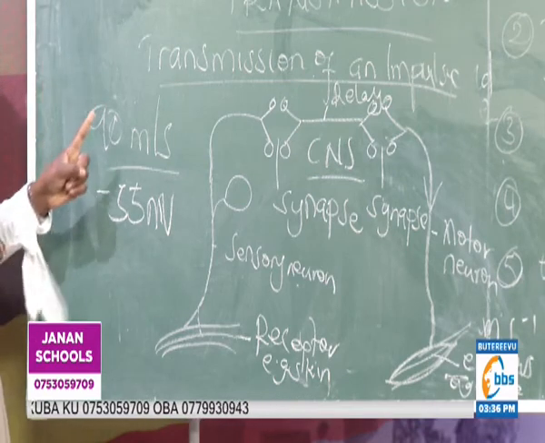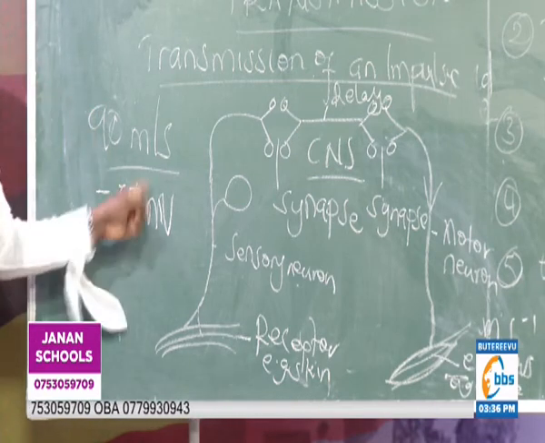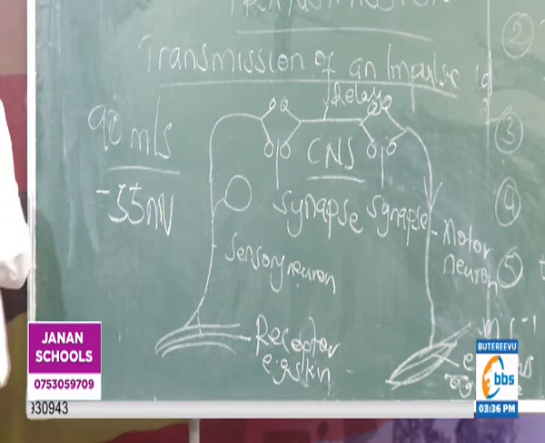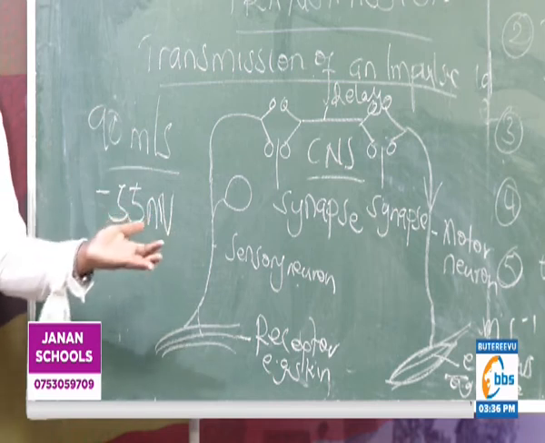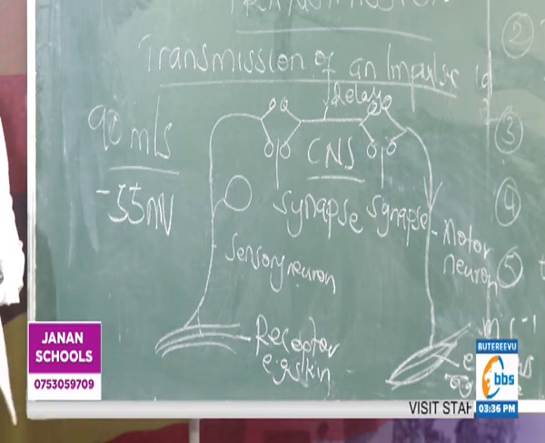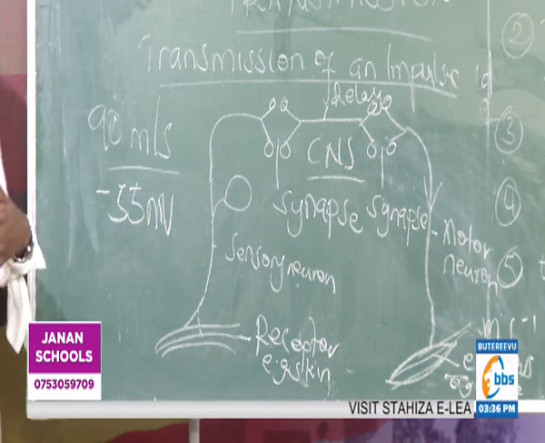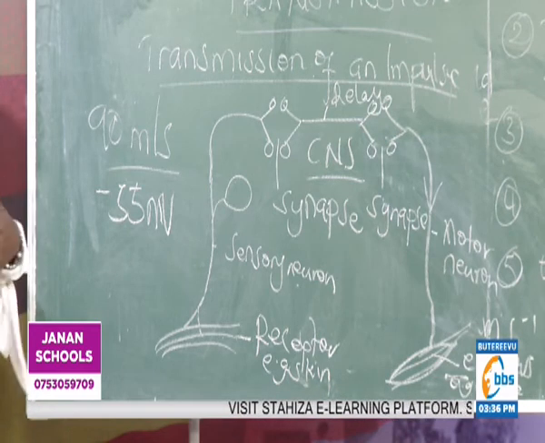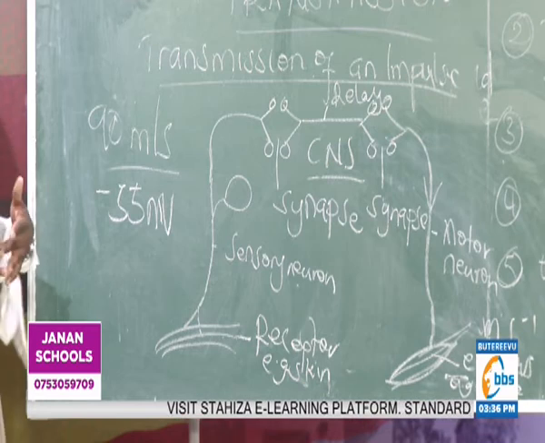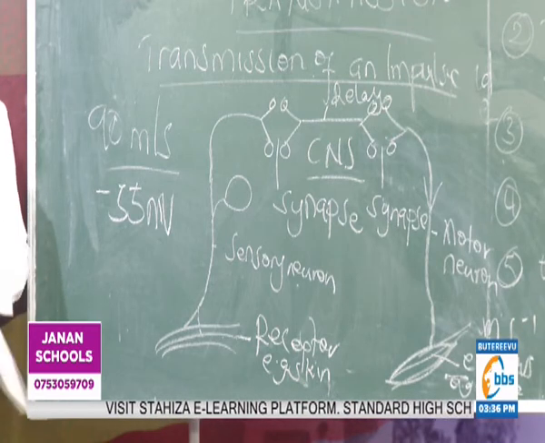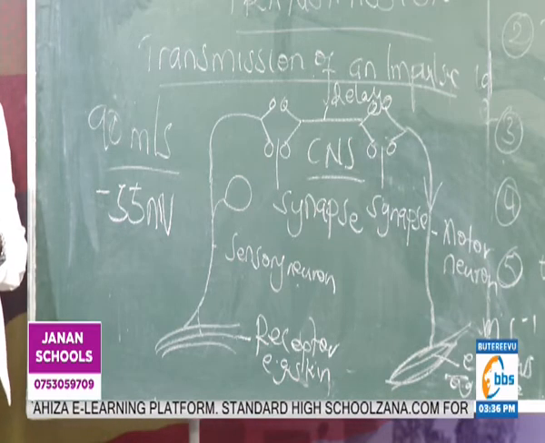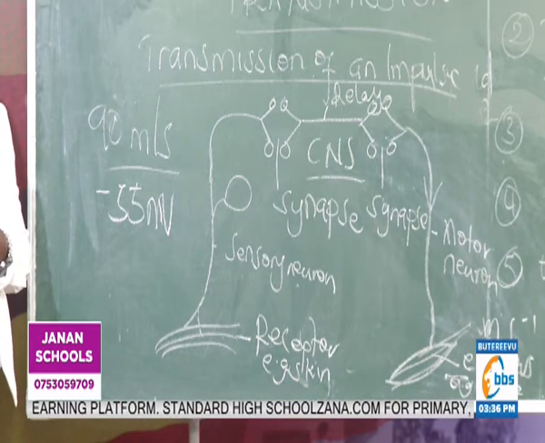But remember, I said the speed of transmission of an impulse is more than the blood flow in your body, but less than the rate at which electricity is transmitted in your body. I would like the producer to relay on your screen how impulses are transmitted across a neuron by jumping from one node of Ranvier to another, as we shall see later on. The next pic.